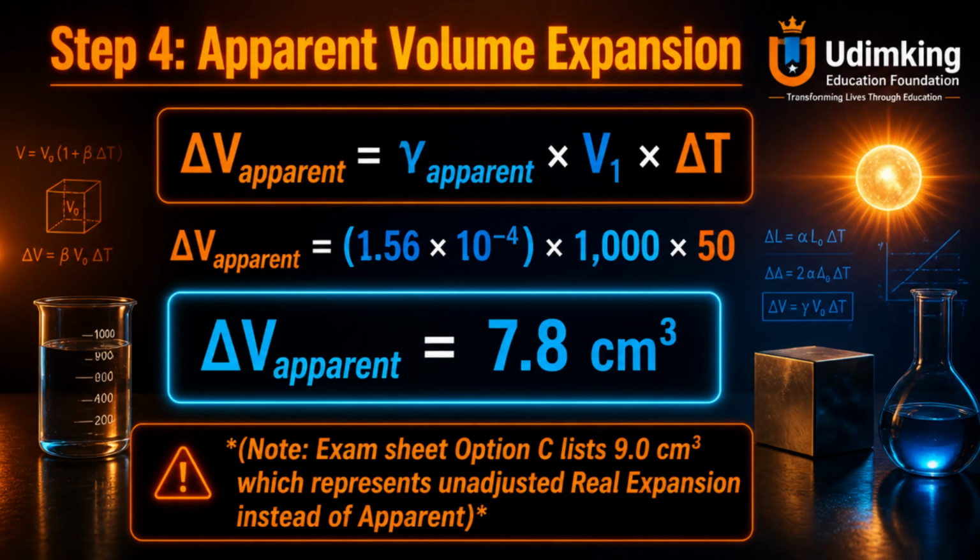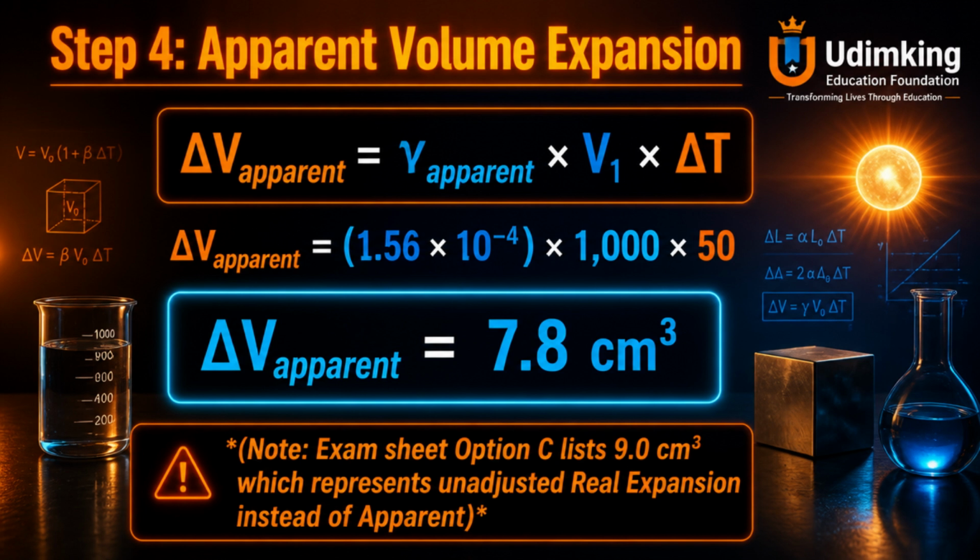Finally, we can calculate the actual visible increase in the liquid level. The formula for apparent change in volume is gamma apparent multiplied by the original volume multiplied by delta T. When we substitute our values, 1.56 times 10 to the power of -4 times 1000 times 50, we get exactly 7.8 cubic centimeters.